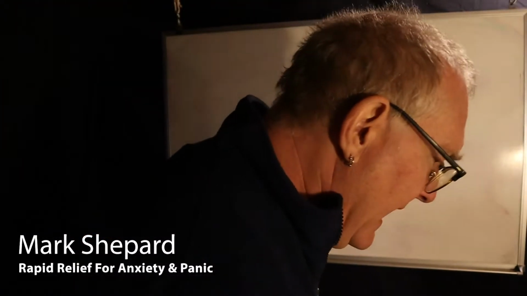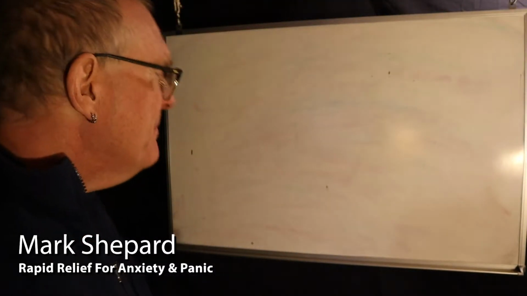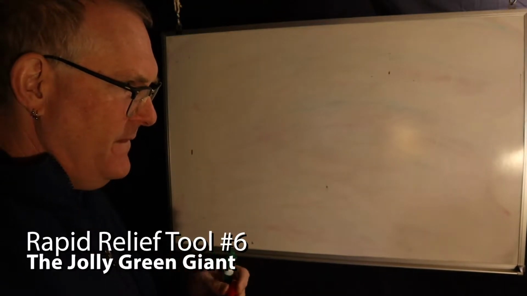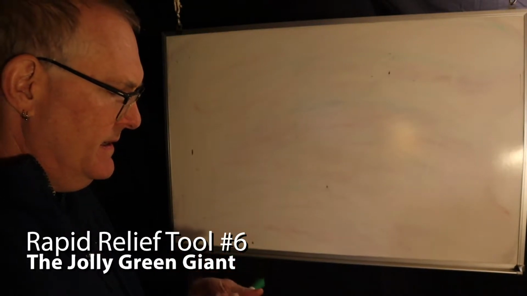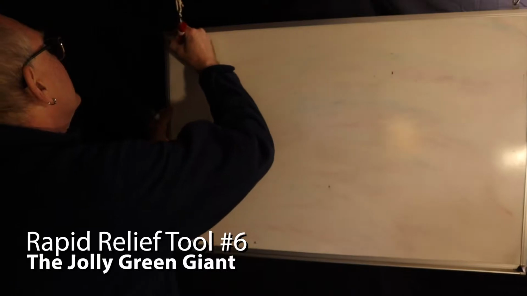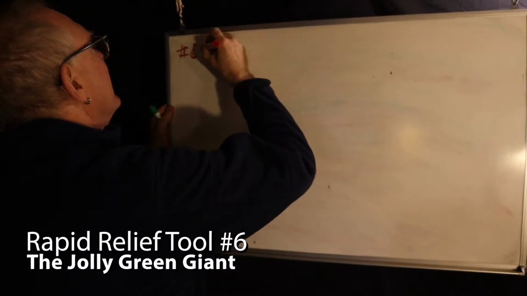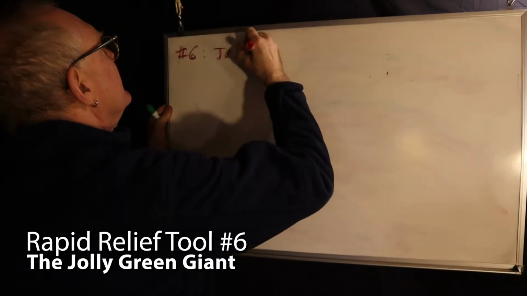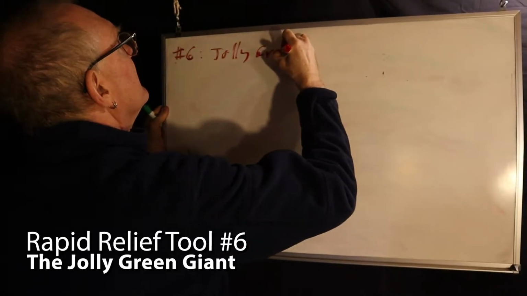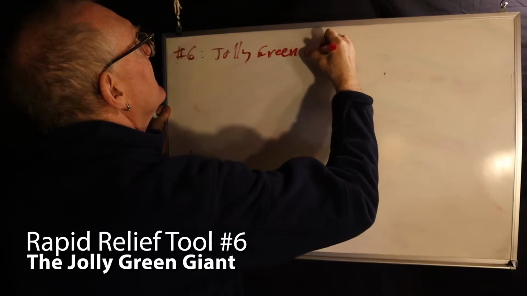All right, so now number 1, 2, 3, this is 6. I think this is number 6. And that is, I call this the Jolly Green Giant, which I'm writing in red.